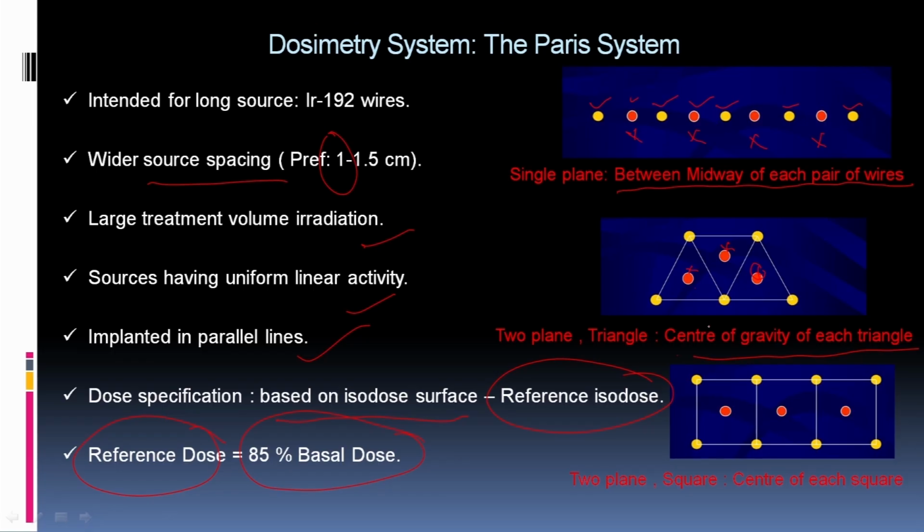Average basal dose is considered as the reference dose, and the isodose surface of the reference dose will be considered for this type of application. Now, if we apply two planes and square geometry, the center of each square is considered the basal point. These are the basal points.